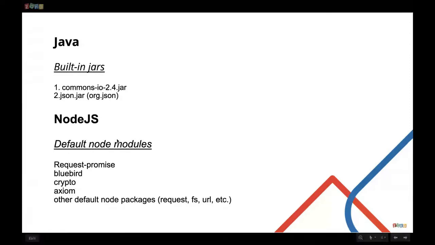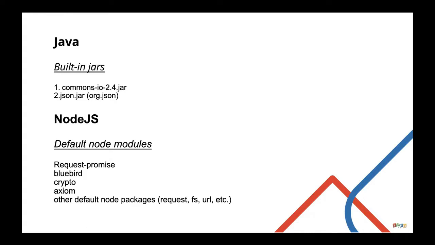If you take Java or Node.js, there are some built-in packages which are supported by default. For example, when we have to use a JSON object as a JSON class inside Java, we have the package org.json, which is an inbuilt jar already available. So you just need to import that respective class and get going using it.